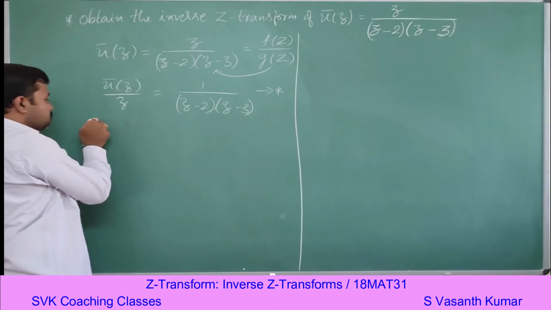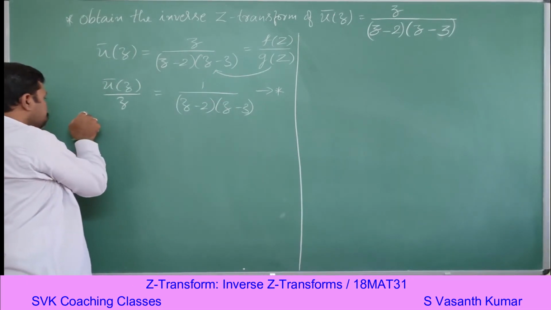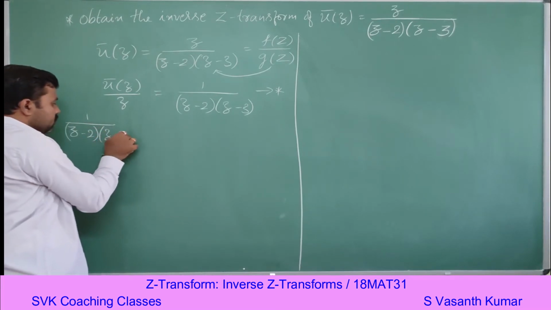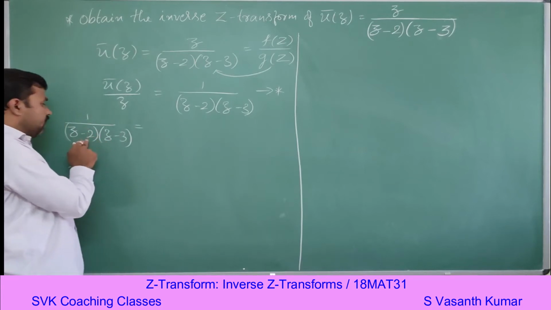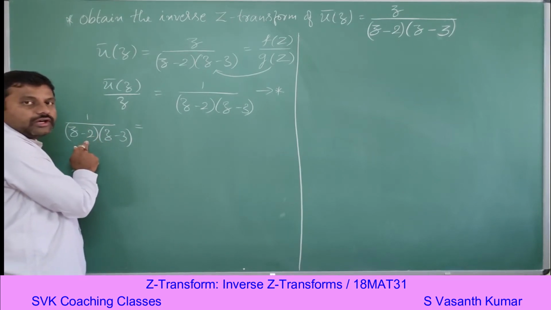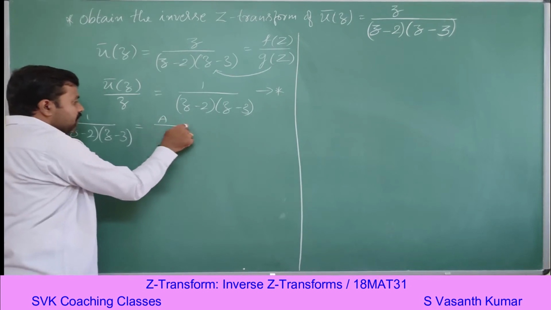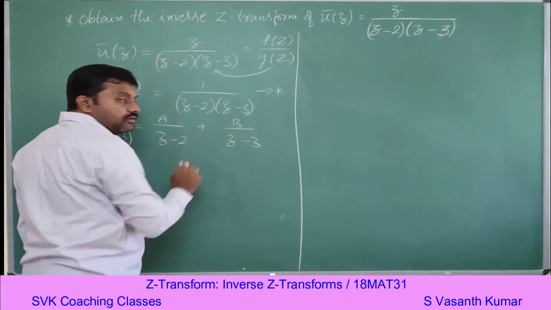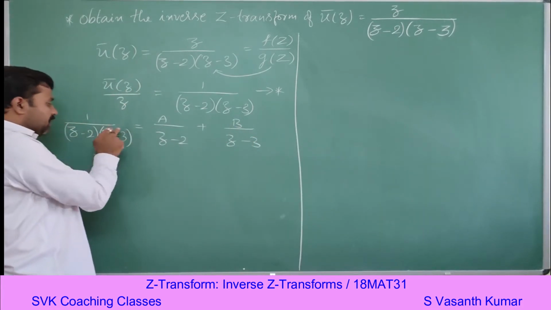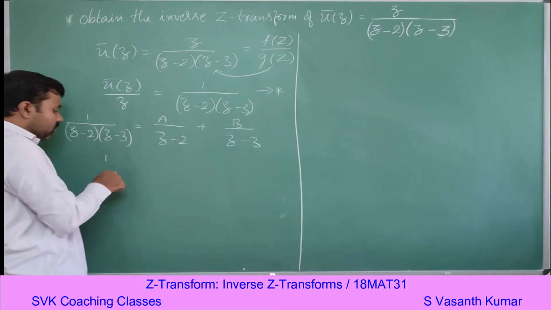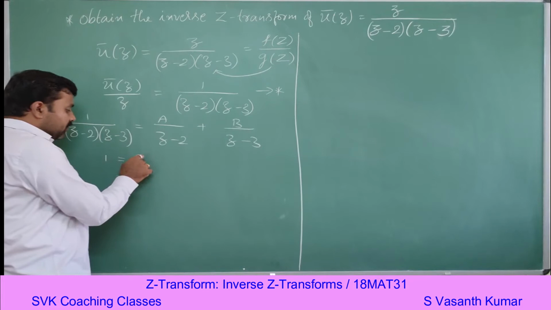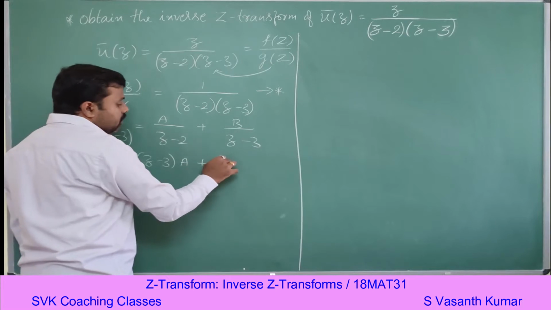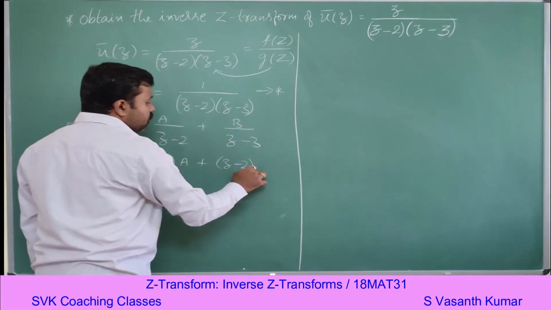Take the right hand side and resolve this by partial fraction. So it is 1 by (Z minus 2) into (Z minus 3). As we have non-repeated factors, it is A by (Z minus 2) plus B by (Z minus 3). Now multiplying throughout by (Z minus 2) into (Z minus 3), you get 1 equal to A into (Z minus 3) plus B into (Z minus 2).